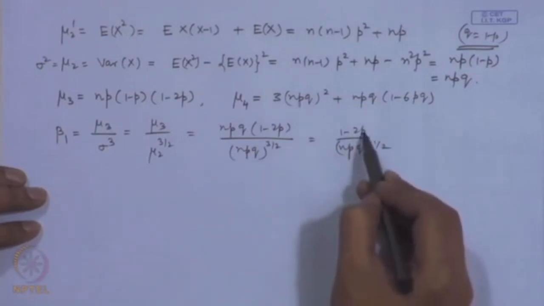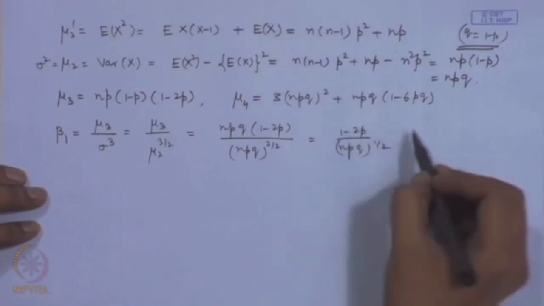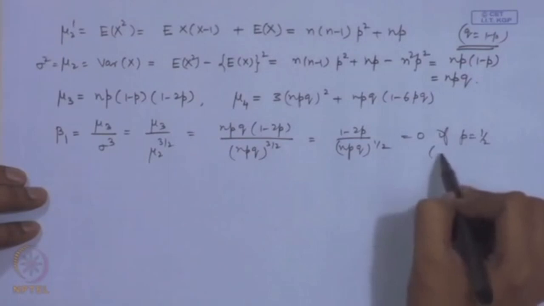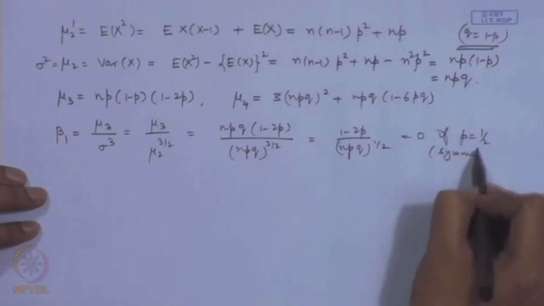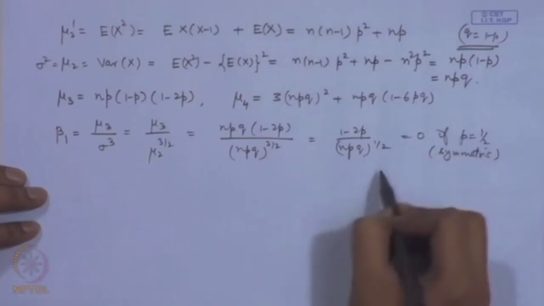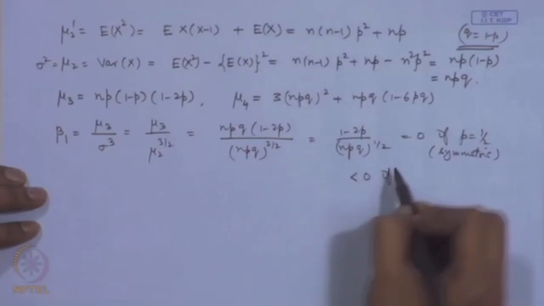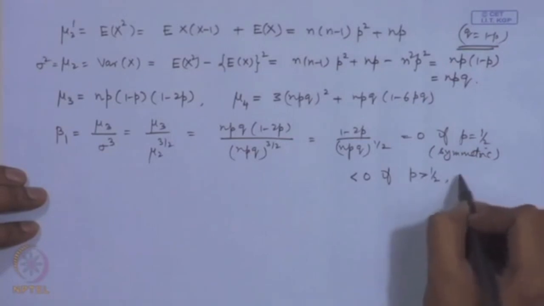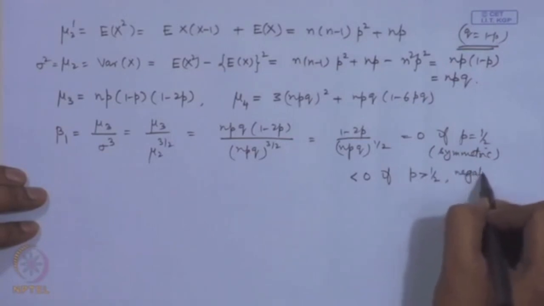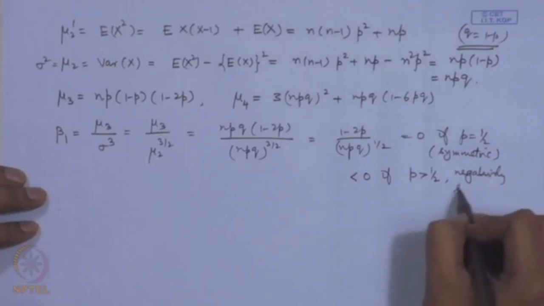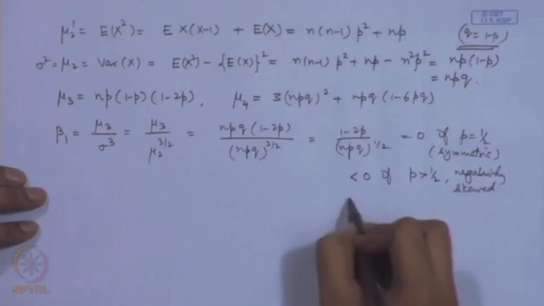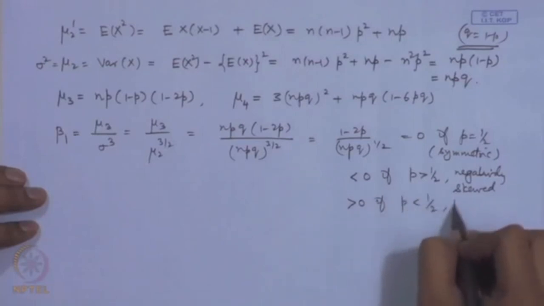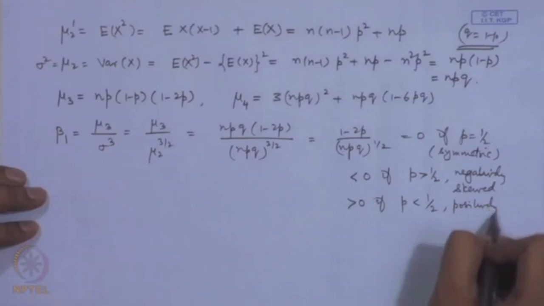Now, note here that if p is equal to half, then this is equal to 0. This is corresponding to symmetry, that is the distribution is symmetric. It is less than 0 if p is greater than half, that means it is negatively skewed distribution. If it is greater than 0, p is less than half, that is positively skewed.